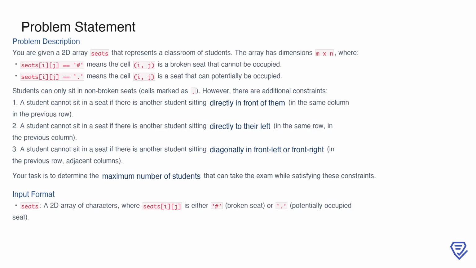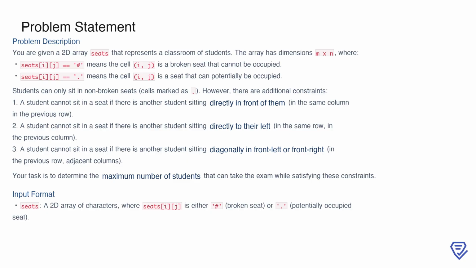In this problem, we are tasked with determining the maximum number of students that can be seated in a classroom, represented by a 2D array called seats. Each cell in this array indicates whether a seat is broken, represented by a hashtag, or if it is available to be occupied, represented by a dot. Students can only sit in the available seats, but there are some additional constraints to consider.